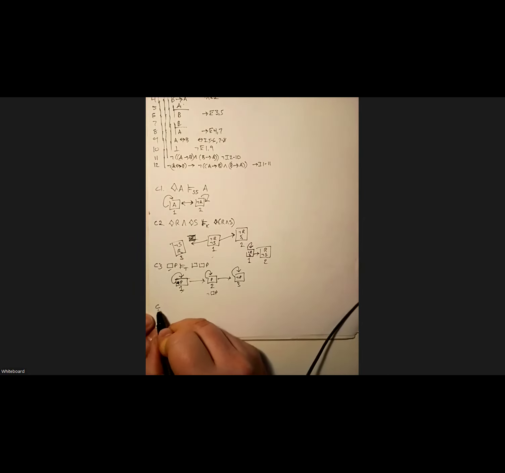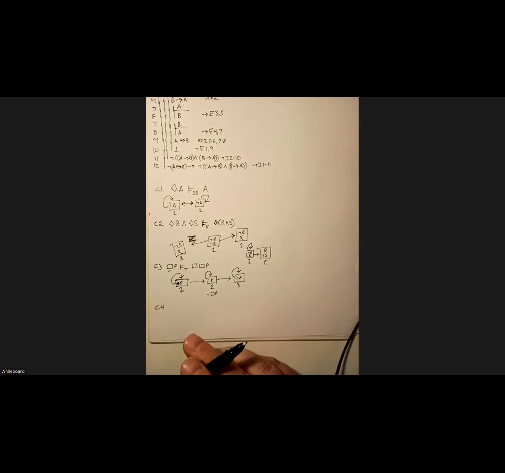Is that S4 also? This one's S5. Just for my memory, which one was transitive again? So K has no restrictions. T is reflexive. S4 is reflexive and transitive. And then S5 is reflexive, transitive, and symmetric. So it's the one that's got all the restrictions in. Okay, good.